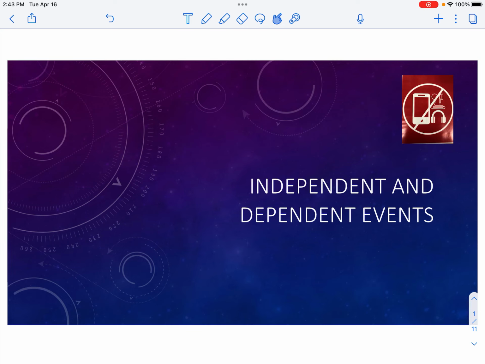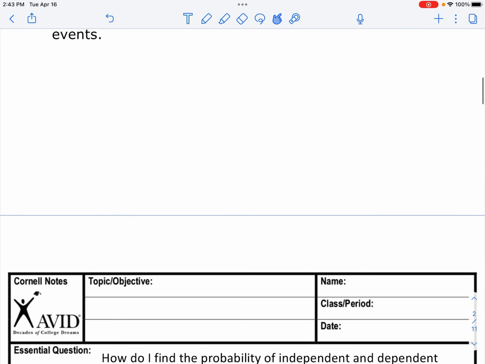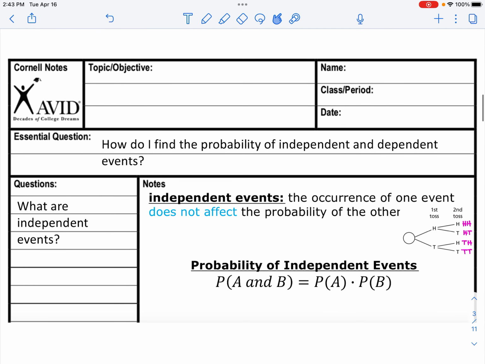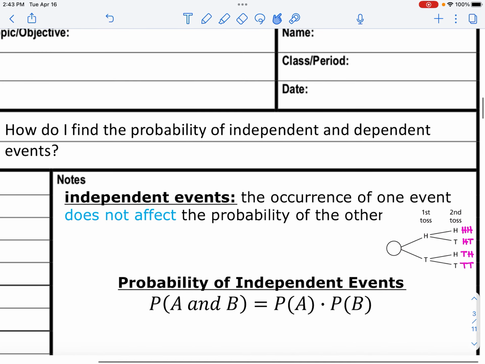Okay, this lesson is on independent and dependent events. So the probability is different depending on if two events impact each other's probability. Independent events are two events where the outcome or occurrence of one thing does not affect the probability of the other.